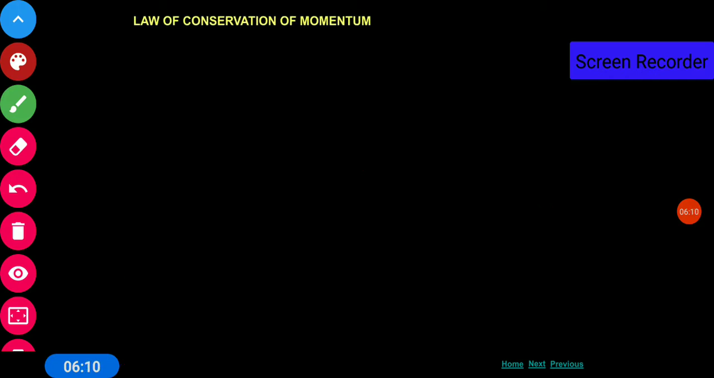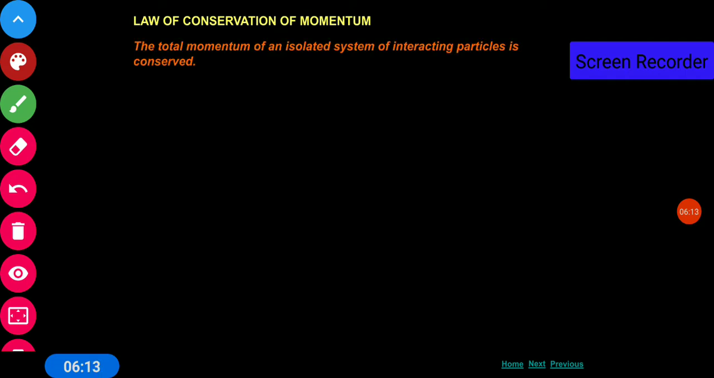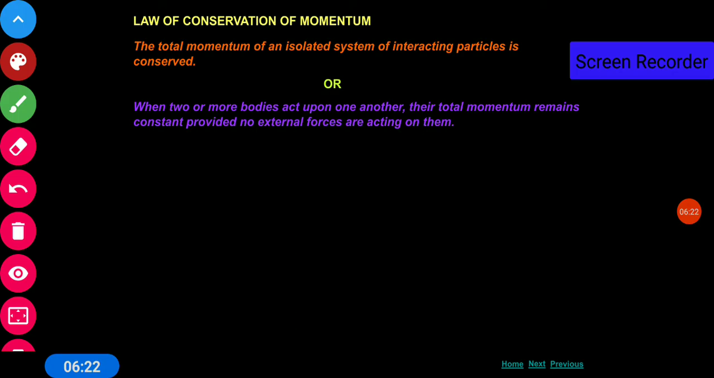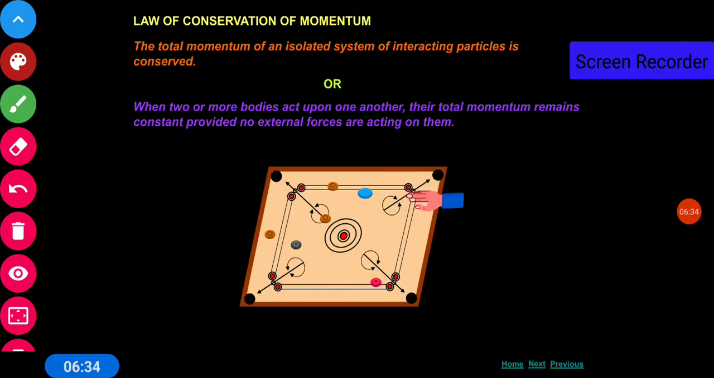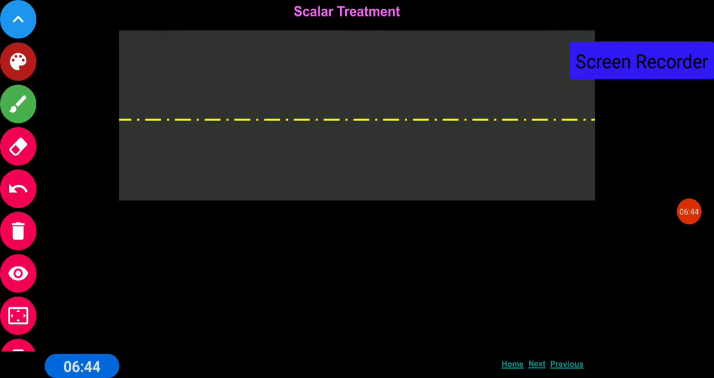Now let us understand the law of conservation of momentum. The total momentum of an isolated system of interacting particles is conserved. Or we can say that when two or more bodies act upon one another, their total momentum remains constant provided no external forces are acting on them. As shown in the figure, when the striker is hit by our finger, then the counter goes in the forward direction.